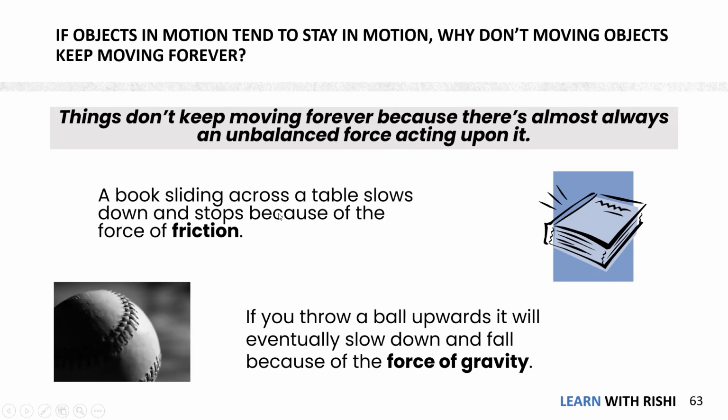So that's why moving objects will not keep moving forever. At a certain time, they will stop. They will change their direction. In the case of the ball, it has changed direction. We have thrown it upwards, but due to gravity, it will eventually slow down and fall downwards towards the ground.